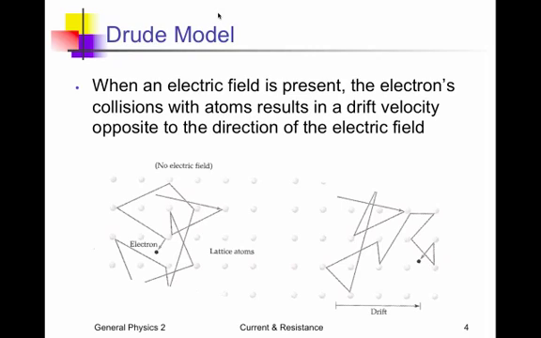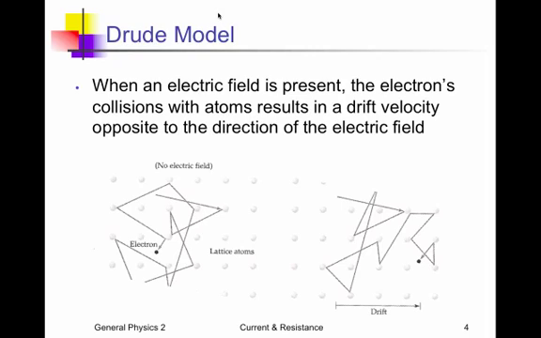We did an activity on this in class, and when there's no electric field applied, then our electron here just randomly bounces around the lattice structure of the material that it's in, but it really doesn't end up having much of a path. It doesn't really move to the right.